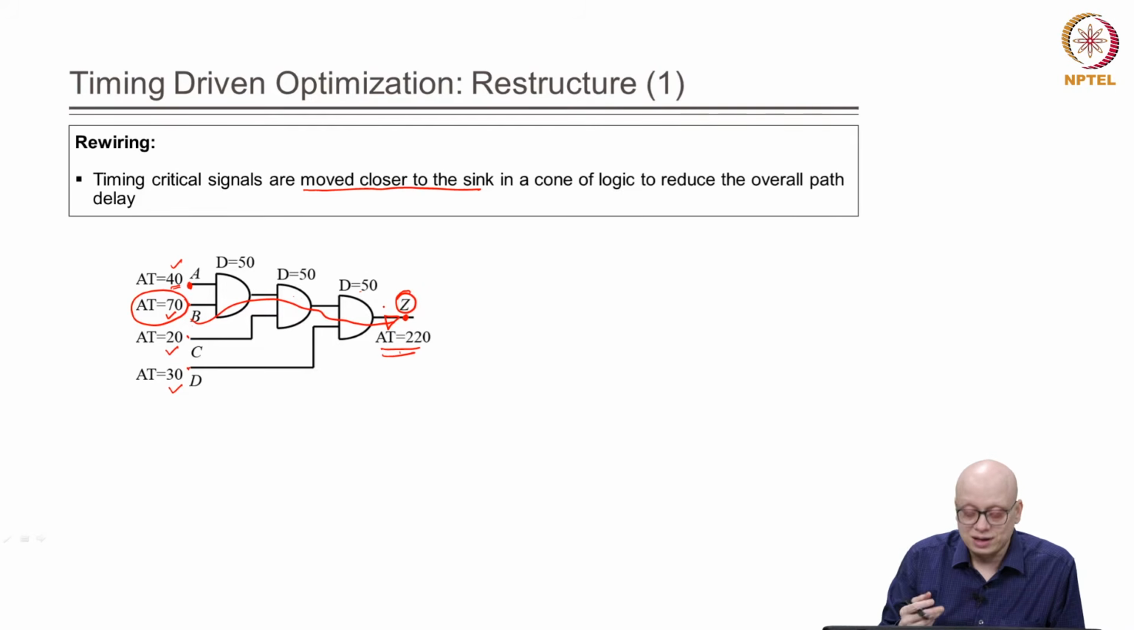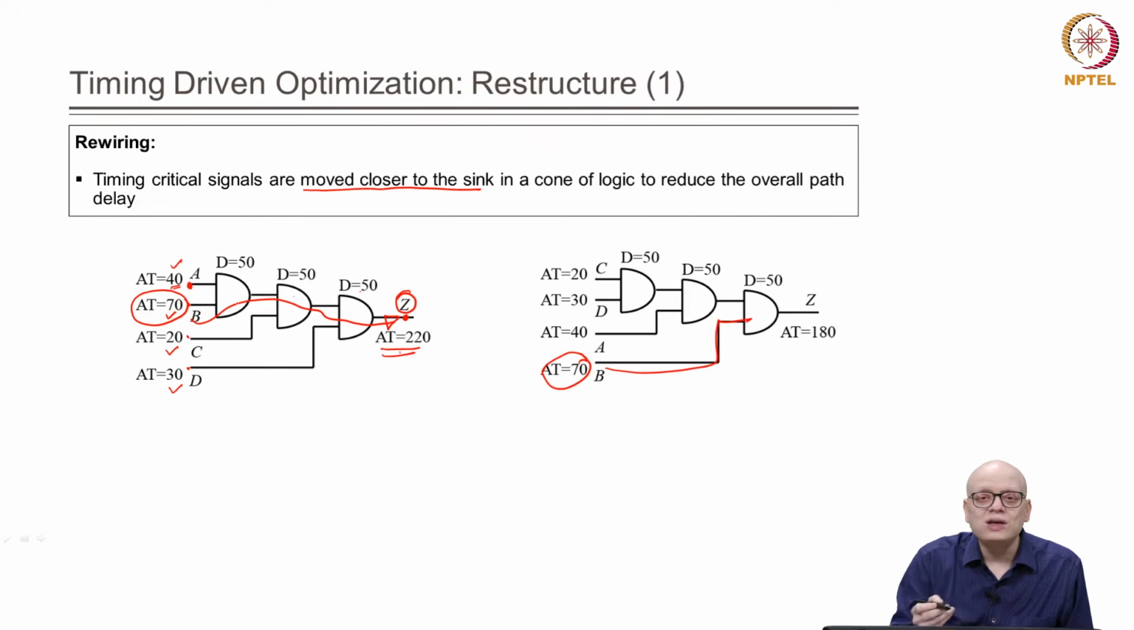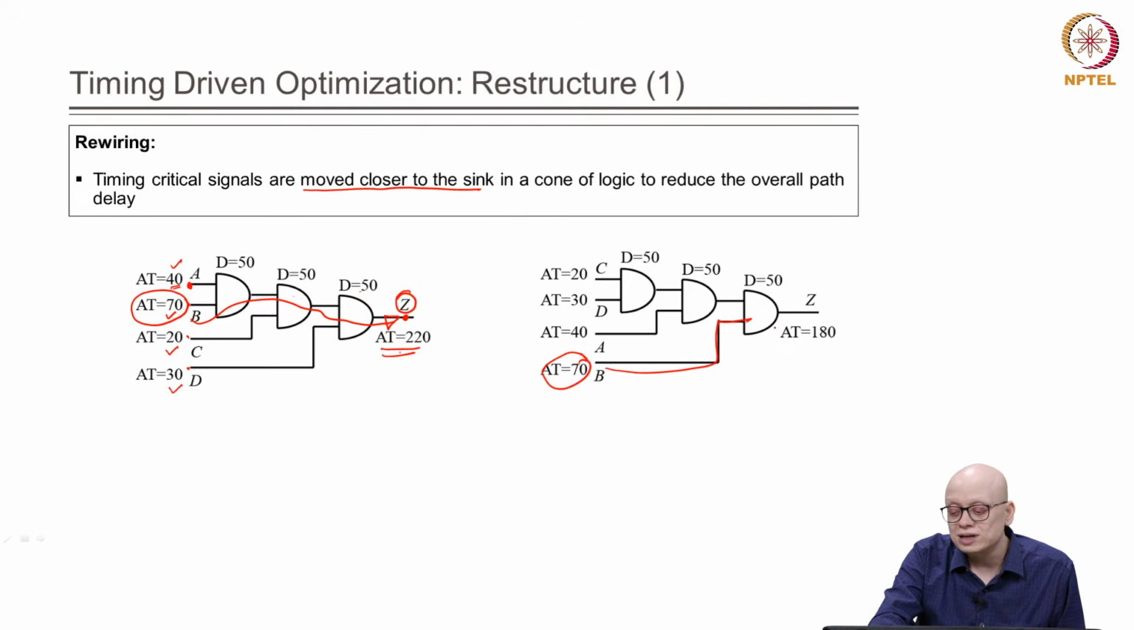So, how can we do that? We can just do the rewiring. We can put the signal which is coming at B directly to this gate. Since all of them are AND gates, whichever signal is applied at which of the ends does not matter, and therefore, we can move the signal which was coming at B closer to the sink, and then the one which has the next arrival time, that is 40, and then 30, then 20.